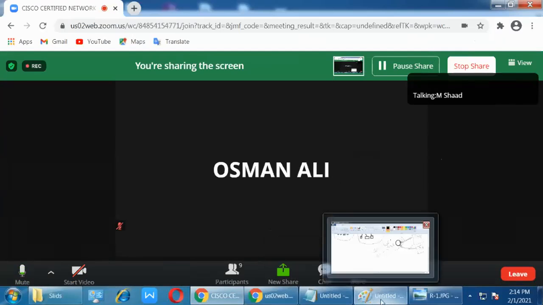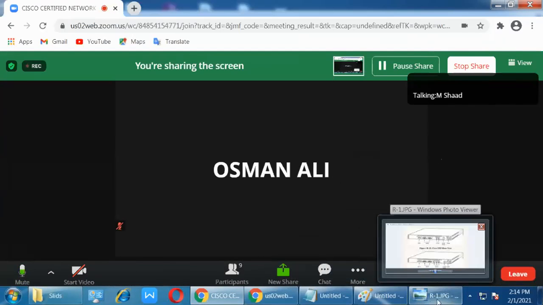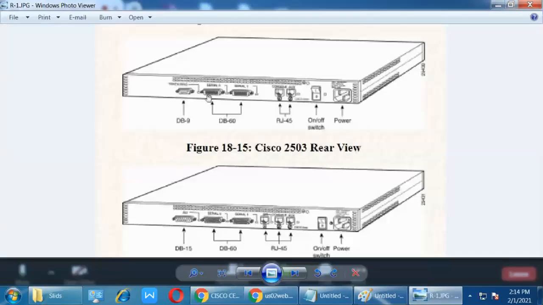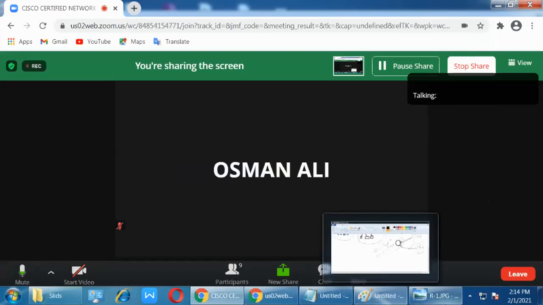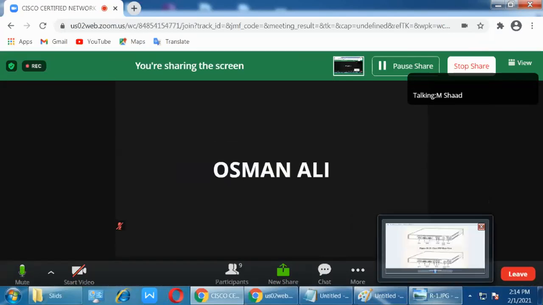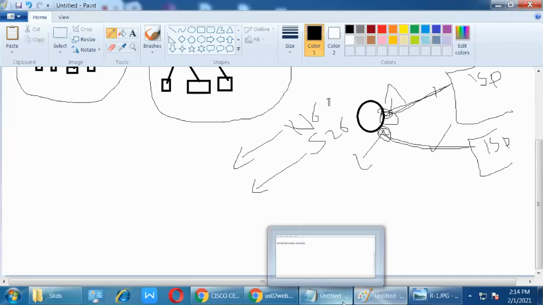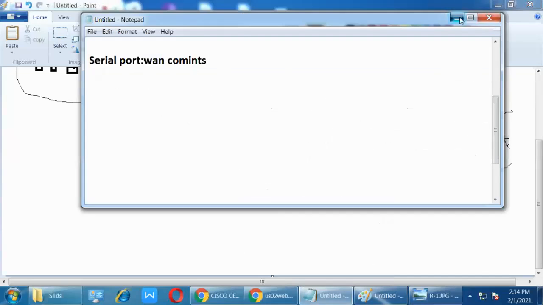So this is that serial port. It's connected to the, but how will it be connected? Through the ISP, how will we get the connection? Okay, got the point. So how will we get the connection? I will show you here.